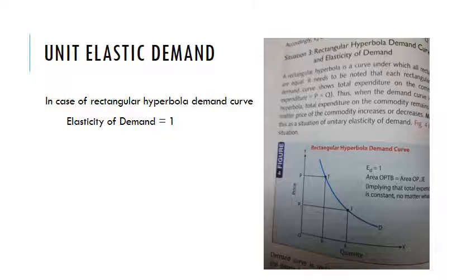Thus, when the demand curve is a rectangular hyperbola, total expenditure on the commodity remains constant, no matter whether the price of a commodity increases or decreases. So this is known as the situation of unitary elastic demand. Here, the demand curve is a rectangular hyperbola. Elasticity of demand is equal to 1 at any point on the demand curve because total expenditure remains constant in response to an increase or decrease in the price of a commodity.